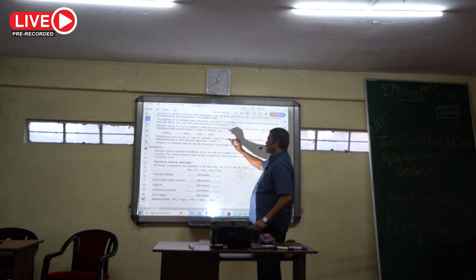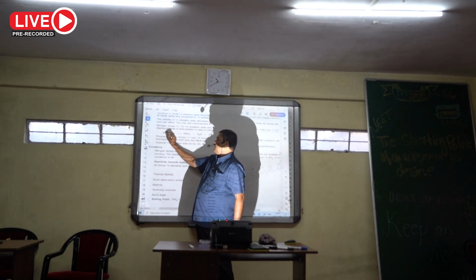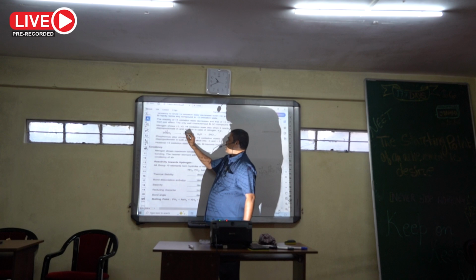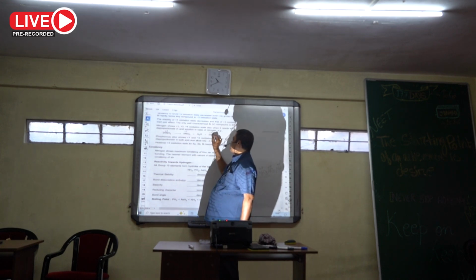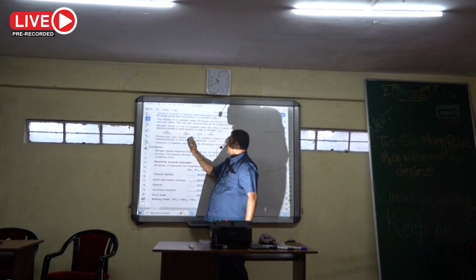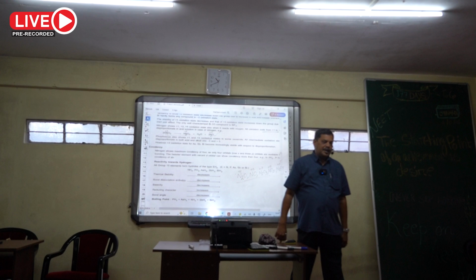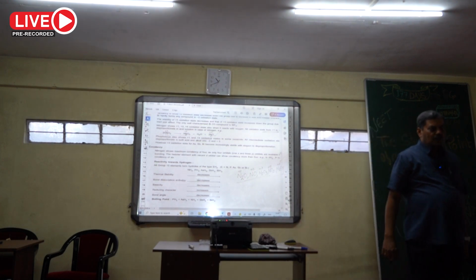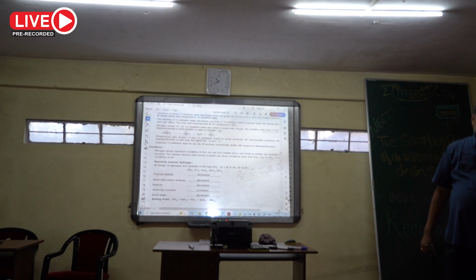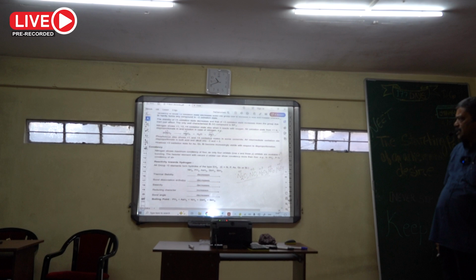Example, you write this one. This is also given in your NCERT textbook. So here it is +3 going to +5 and +2. +3 to +5 is oxidation. +3 to +2 is reduction. If the same element undergoes both oxidation and reduction, we call it disproportionation. So HNO2 is nitrous acid. Nitrous acid disproportionates into nitric acid and a nitrogen oxide.